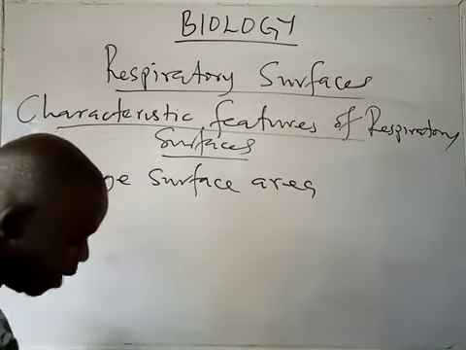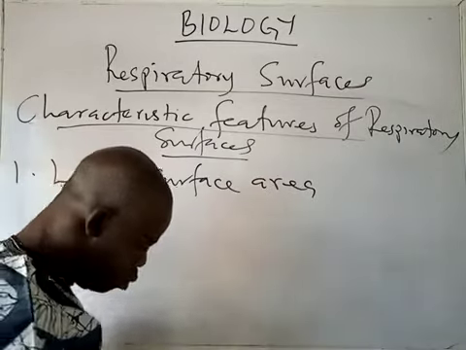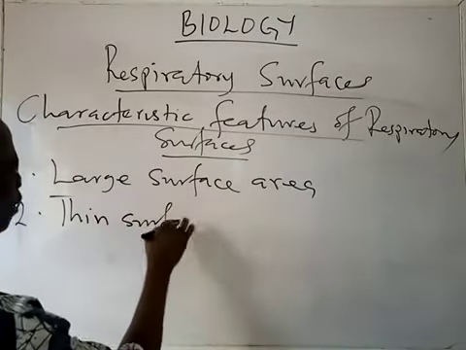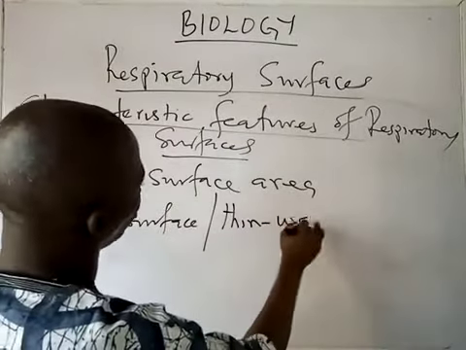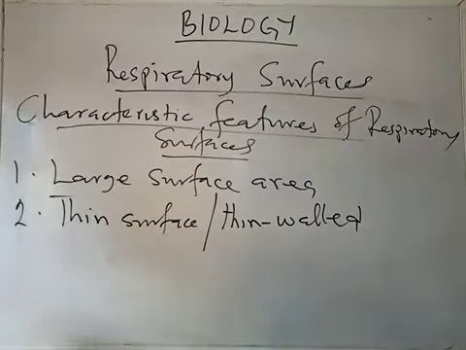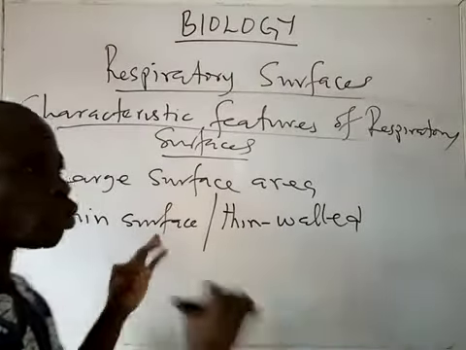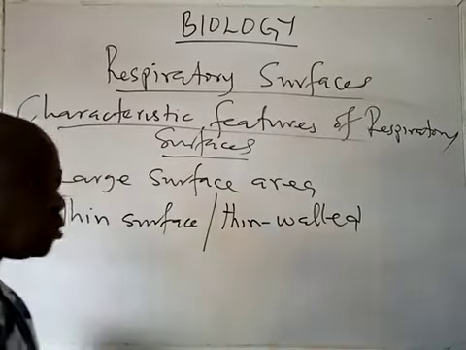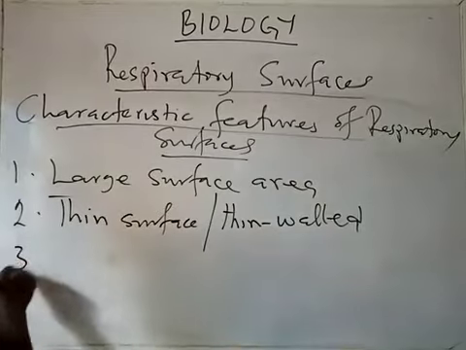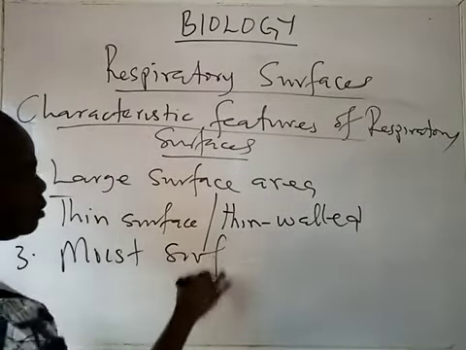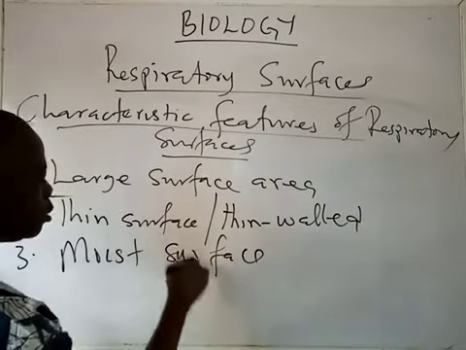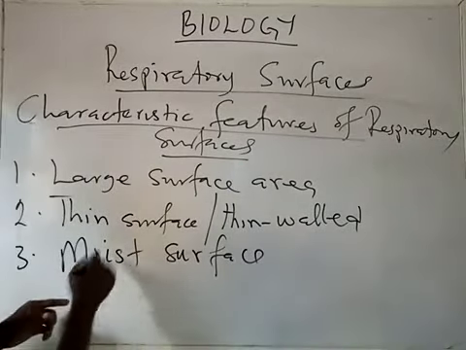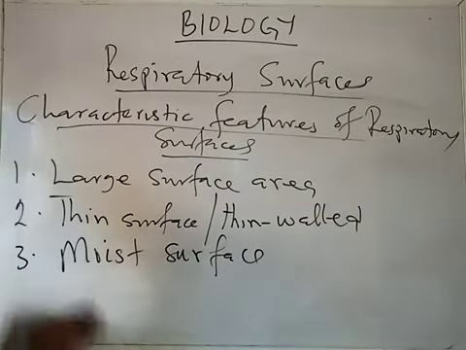Apart from that, they have a thin wall. They are thin walled. The membranes are very thin to allow for the diffusion. If the membrane is thick, it will not allow diffusion to take place easily. Not only that, they usually have a moist surface to allow the gases to dissolve. So the surfaces are usually moist.